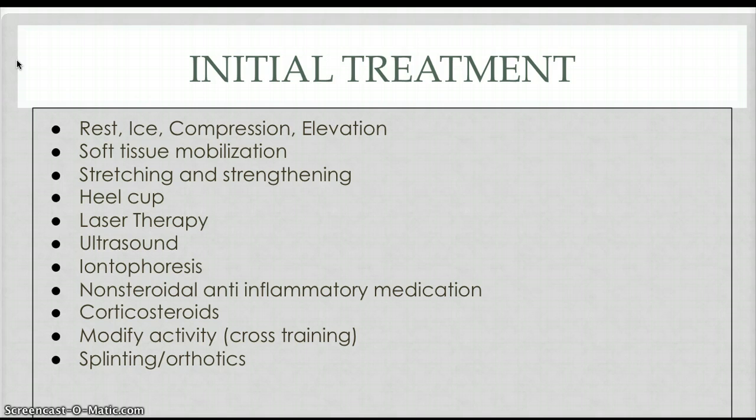Here are some ways to treat tendonitis and tendinosis. With any injury, rest, ice, compression, and elevation should come first. Other ways include soft tissue mobilization around the Achilles tendon, stretching matched with strengthening exercises, a heel cup to take tension off the Achilles, laser therapy, ultrasound, iontophoresis, a non-steroidal anti-inflammatory, corticosteroids, or modifying their activity. So if it's a runner who sustained the injury, having him or her work out on the exercise bike will allow the tendon to rest. And lastly, splinting or orthotics.